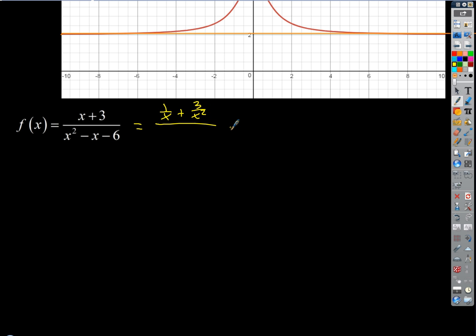Right? What about on the bottom? X squared over x squared is 1. X over x squared is 1 over x. 6 over x squared is just 6 over x squared. Now, if I took a limit of this whole thing, right?